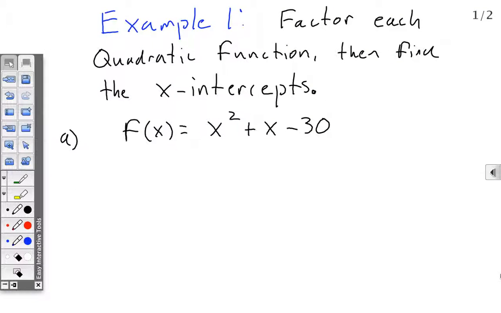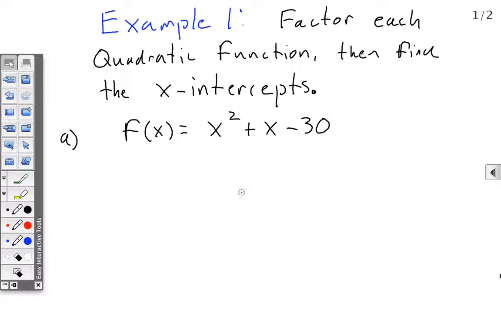Okay guys, we're going to do number one, or at least questions very similar to number one. In each case, we're going to factor the equation and then solve for the x-intercepts. Something I should point out: the entire reason we factor quadratics is to find the x-intercepts.